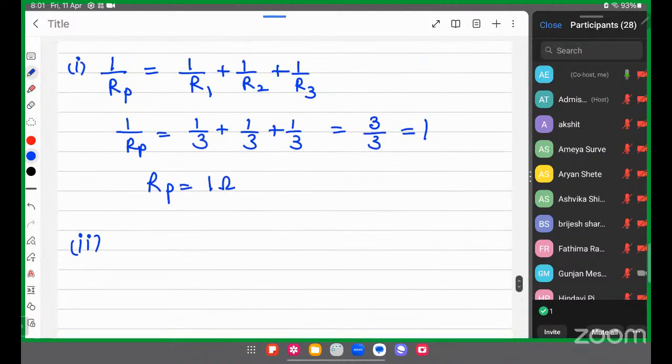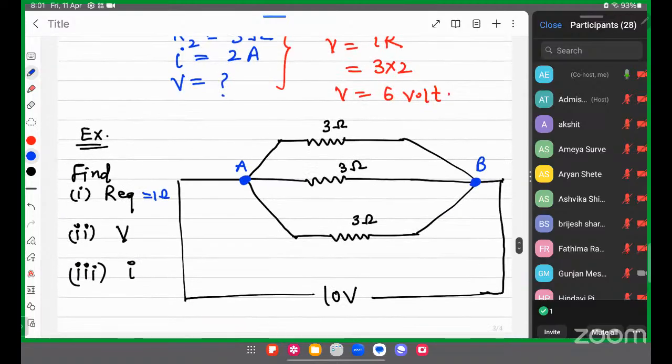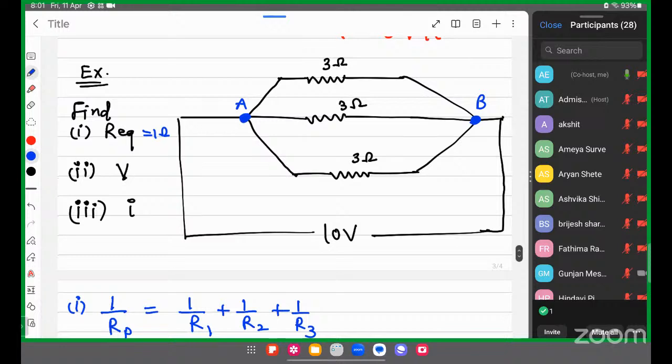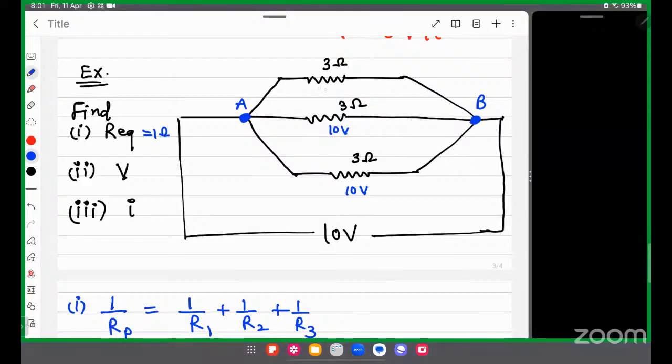And again, this is a special property of parallel combination of resistors. If we have certain resistors in parallel combination, the potential will be the same for all the resistors, and this potential will be equal to the overall potential of the system. So in this case, the overall potential of the circuit is 10 volt, which means this resistor will also have 10 volt, this resistor will also have 10 volt, and this resistor will also have 10 volt.